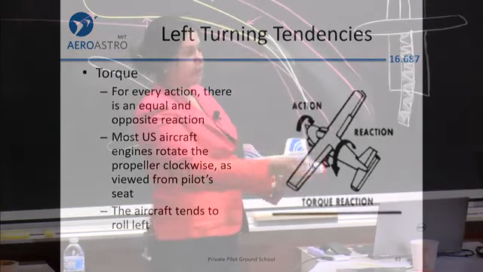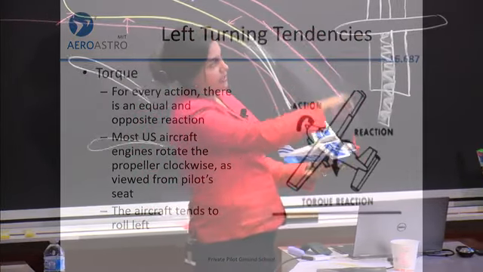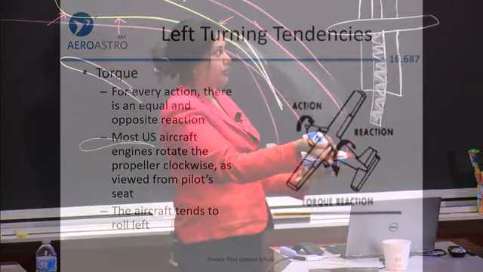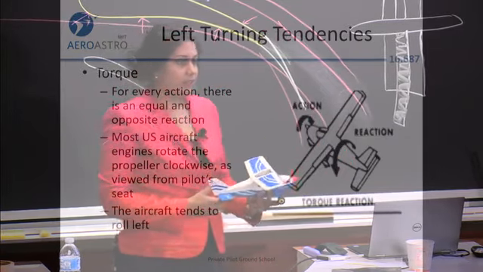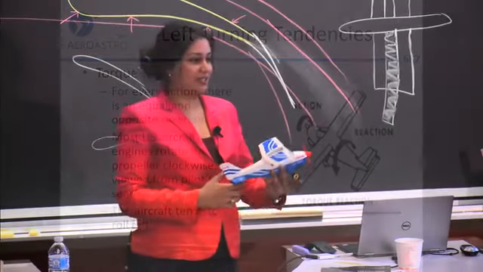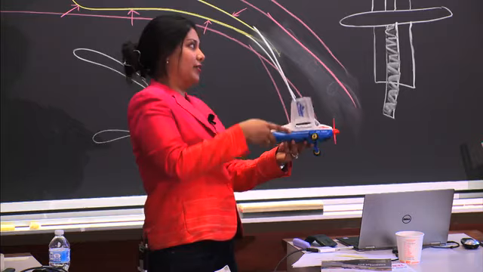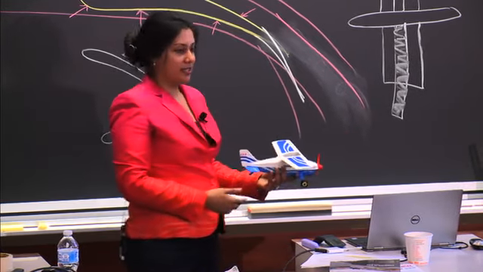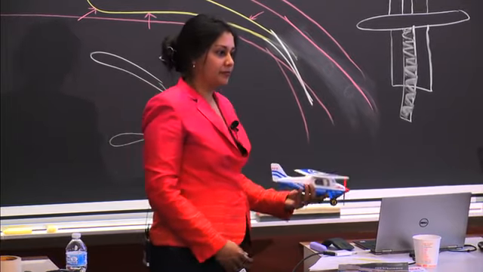Engines actually have the propeller rotating clockwise. You can see that arrow that says action. So that's the propeller rotating clockwise. Because of Newton, we know for every action there's an equal and opposite reaction. Because the propeller is turning to the right, the whole airplane is trying to roll to the left. So that is the first left turning tendency.